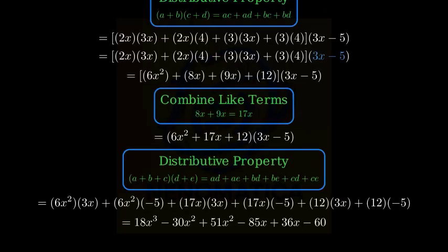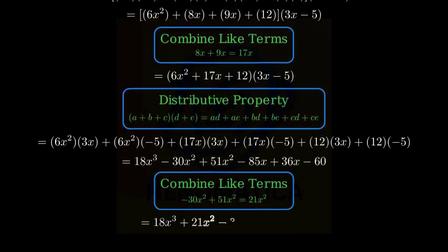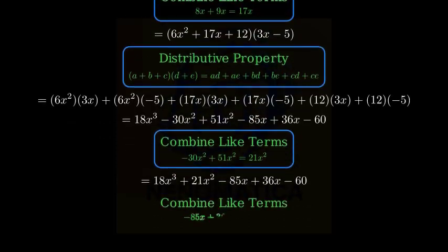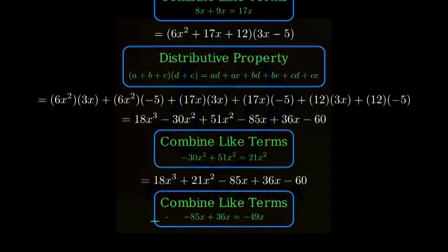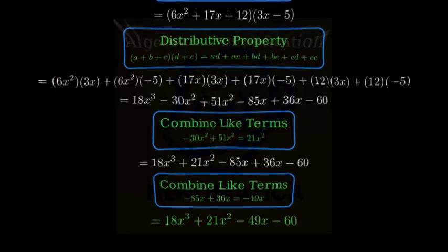Let's combine like terms in our expression. Negative 30x squared plus 51x squared equals 21x squared. Negative 85x plus 36x equals negative 49x. So our final result is 18x cubed plus 21x squared minus 49x minus 60.